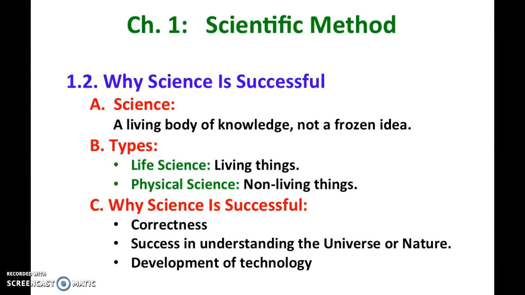Why science is successful? There are many reasons. Here we list only three. First, science is correct. It predicts correct results. If science is incorrect, then it is no useful. Second, science can help us to understand the nature. For instance, space science helps us to understand the weather. And science can help us to develop technology, for example, computer, car, airplane, and so on.